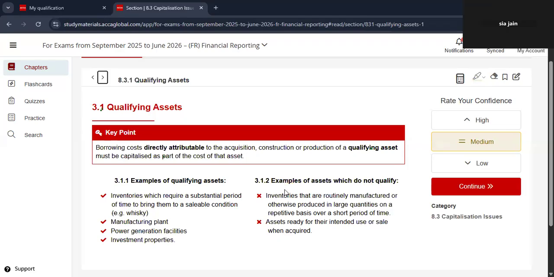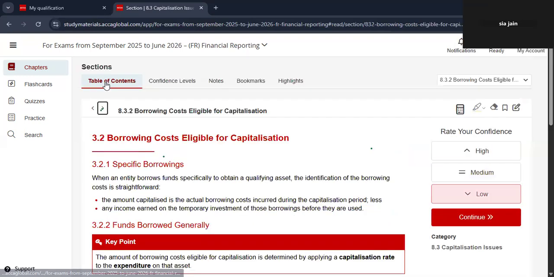In general, assets which take a short period of time to get ready, we do not capitalize these costs as an asset. And when we buy a building and it's already in a saleable condition, we can use it or sell it as it is, then we cannot capitalize that interest expense in our assets. What we can qualify is inventories that take a long time period to get ready, and large assets like building something, a manufacturing plant, etc. These interest expenses can be qualified.